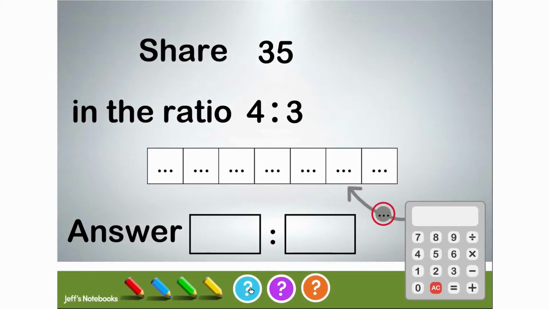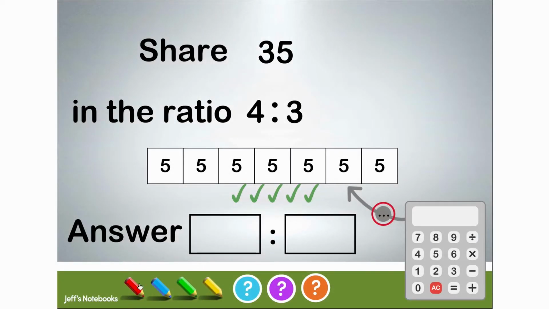Step 1 is to calculate how much goes into each portion in the bar, which in this case is 35 divided by 7, which equals 5, which we enter via the calculator, then clicking on the grey circle next to it.